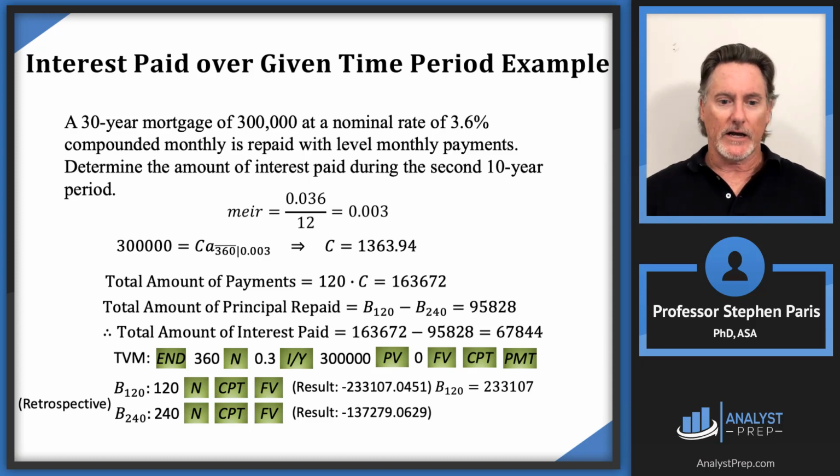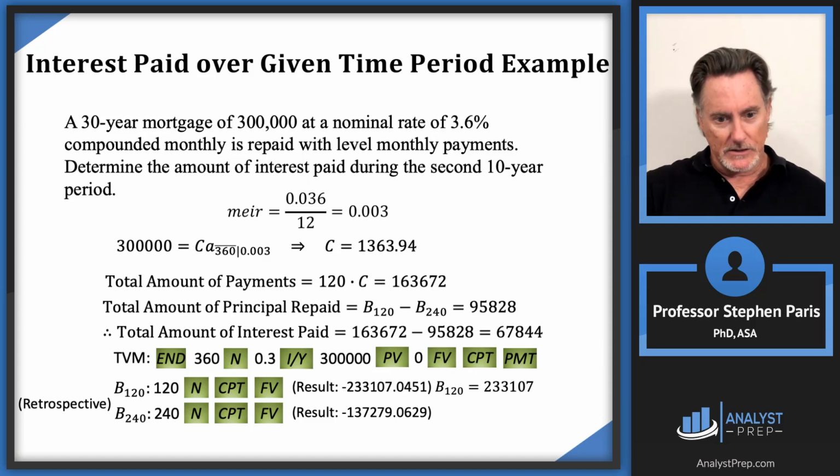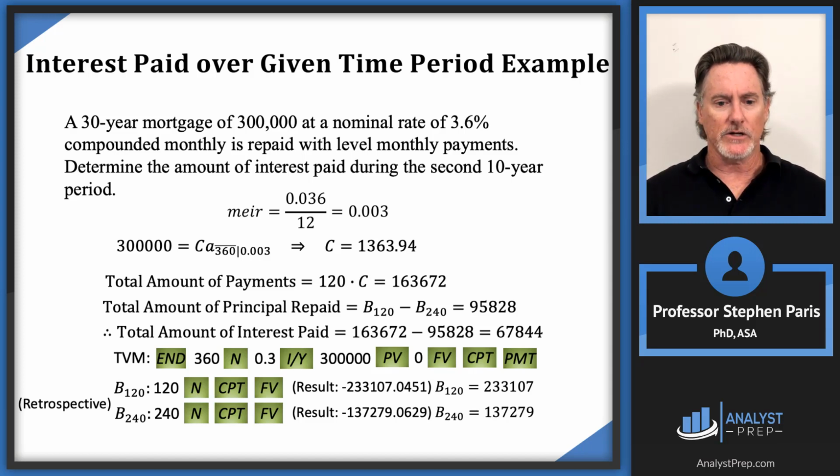And I ignore the negative sign, and this tells me that the balance at time 240 is 137,279 plus some change there. Okay, so that's the retrospective. That's how I would actually do the problem.